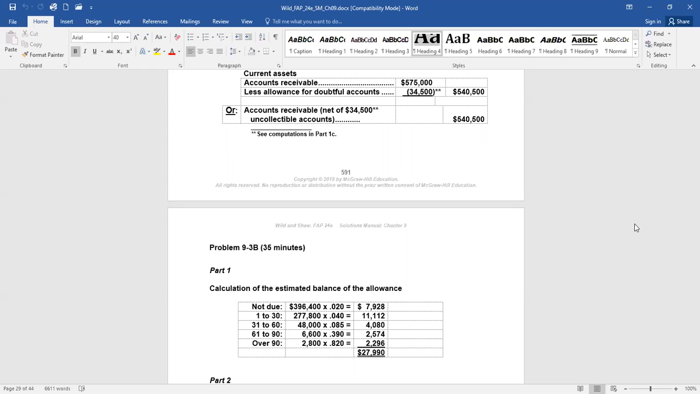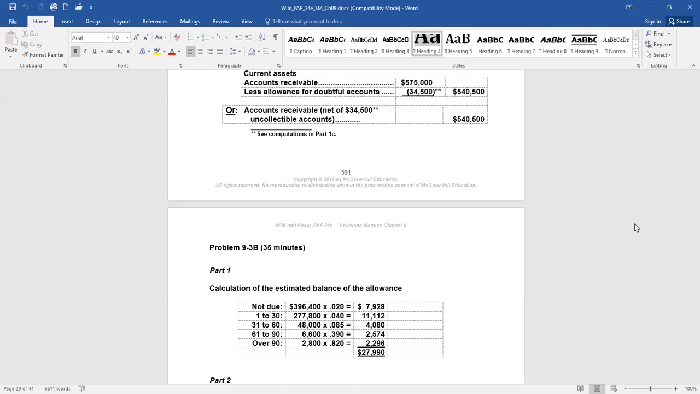Okay, once you determine the dollar amount for each age group, add them all up, and then you get an overall total. So of the amount in accounts receivables, the company does not expect to collect $27,990 of it. So they just determine what the new balance needs to be in the allowance for doubtful accounts. Further, remember, that balance must be on the credit side. Currently, we have a debit balance.